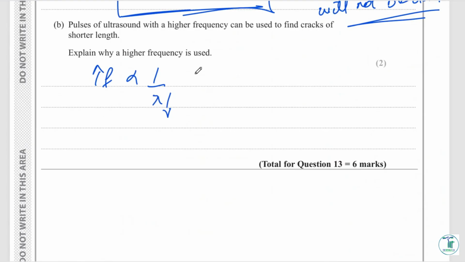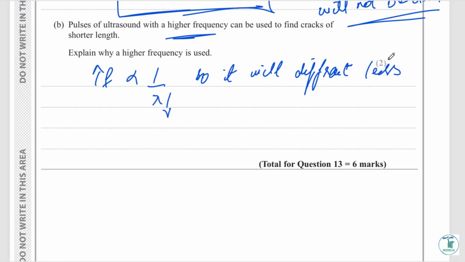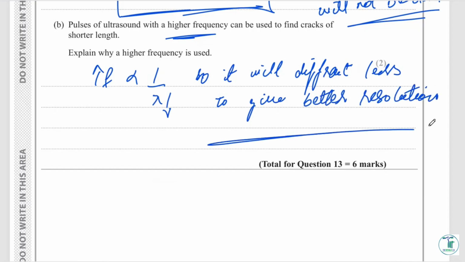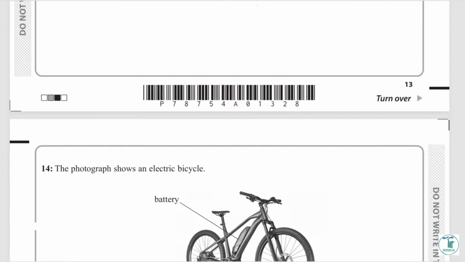In this case, what you can write, since a higher frequency wave should have a lower wavelength, so it will diffract less, right? It is going to diffract less to give better resolution, right? To give better resolution. Is that clear? So that is what we're going to talk about.